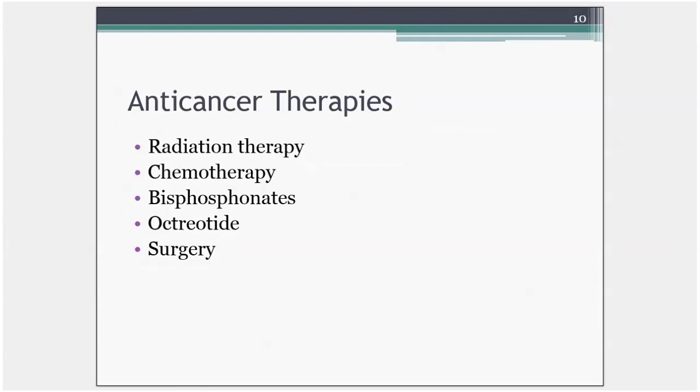Octreotide is a somatostatin analog that can be given for patients with partial or complete bowel obstruction who are experiencing cramping and nausea and vomiting due to excess secretions. And in some cases, interventional techniques such as surgery to place stents can be helpful to open up the ureters, for example, to prevent some of the colicky pain that we see with hydronephrosis. Again, we need to weigh the goals of care for that individual patient with the burden that might be presented with any of these kinds of therapies.